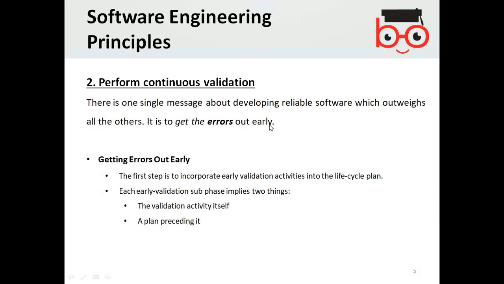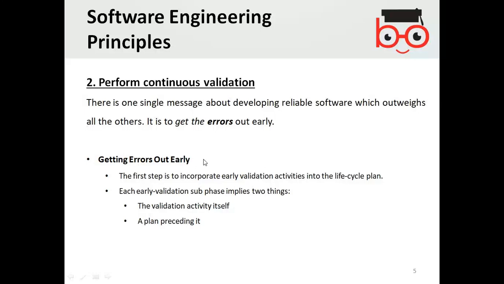There is a single message about developing reliable software which outweighs all the others: get the errors out early. In validation, as I explained earlier, you check whether you get the correct results or not. If you are getting the results wrong, that is about the errors. As soon as you get the errors identified, it means you have validated the software.